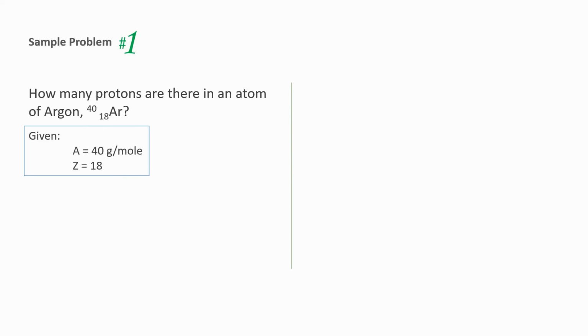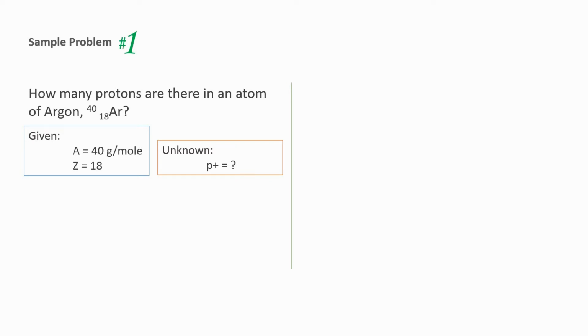The givens for this problem are the following. Yung atomic mass is 40 grams per mole and the atomic number is 18. Again, if you want to have a copy of or if you want to know where we got this information, you will find it sa mga periodic tables natin.